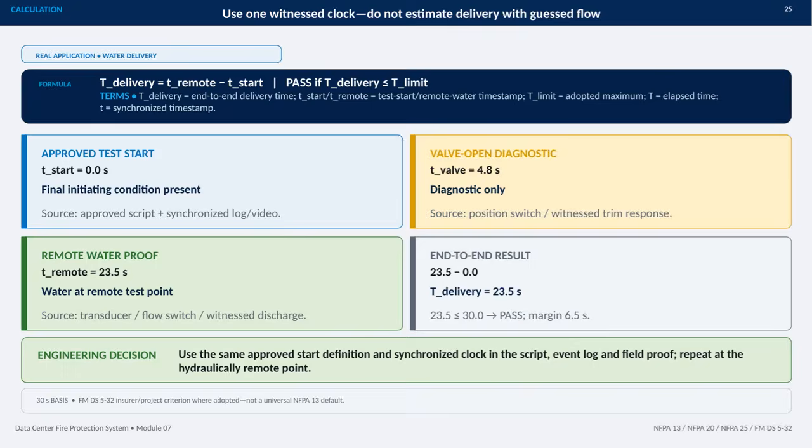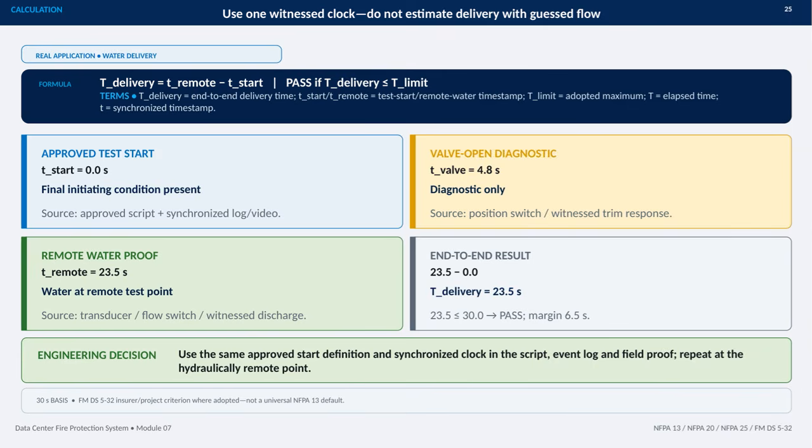This slide shows how to calculate and document water delivery time using one witnessed, synchronized clock. The key principle is do not estimate delivery from guest flow. Instead, define the approved test start, record the remote water timestamp, and subtract the two. Here, the approved initiating condition is present at 0 seconds, based on the approved script and synchronized log or video.